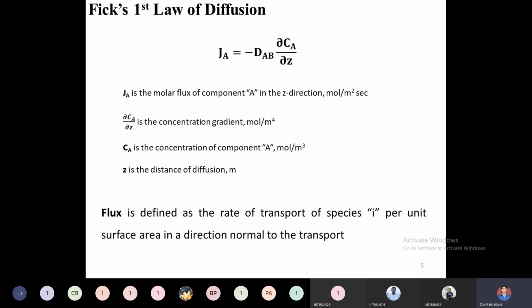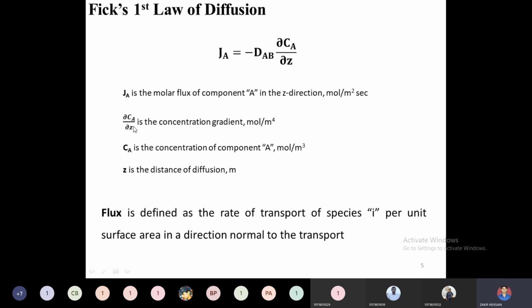The proportionality constant in Fick's first law of diffusion is DAB, where Ja is the mass flux of component A, whose units are mole per meter square second. dCa by dZ is the concentration gradient, or driving force, whose units are mole per meter to the power 4. Why mole per meter to the power 4? Because concentration is mole per meter cube and Z accounts for one meter.